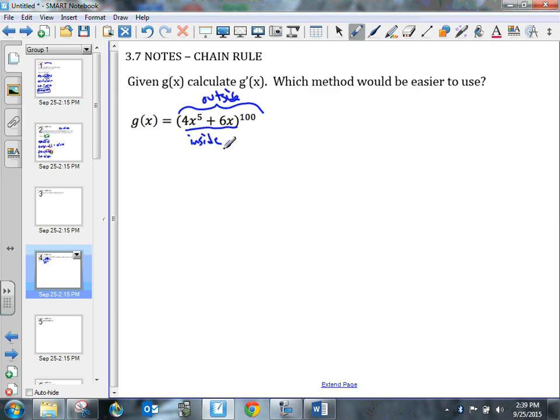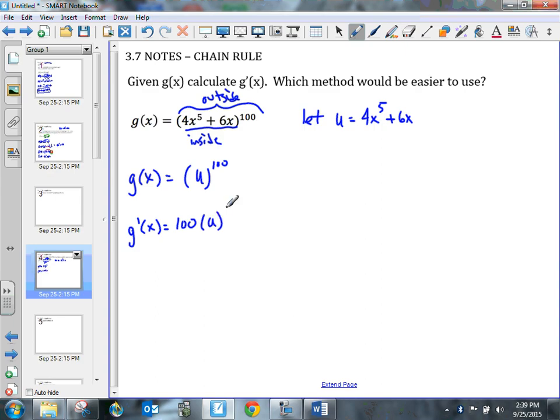But before I do that, I want to let my inside function be a value of u. So I'm going to let u equal 4x to the 5th plus 6x. And so I'm going to rewrite g of x as the quantity u to the 100th power. If we were to calculate the derivative here, g prime of x, then I would do my normal power rule, and I would drop the 100 down, multiply it by u to the 99th power.